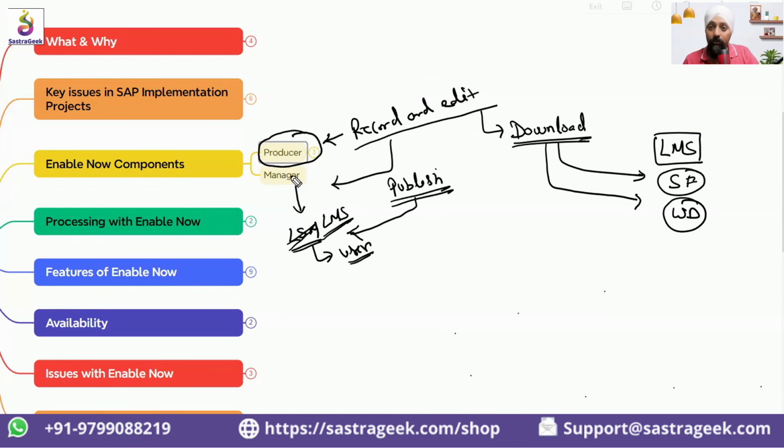If you're using cloud, the manager is always online and you can connect from the browser, and the producer is the app which needs to be downloaded.